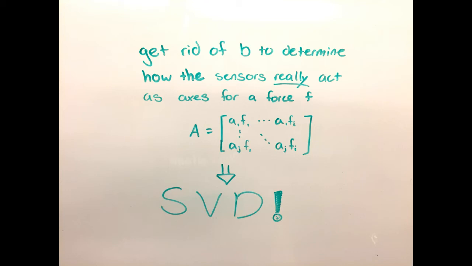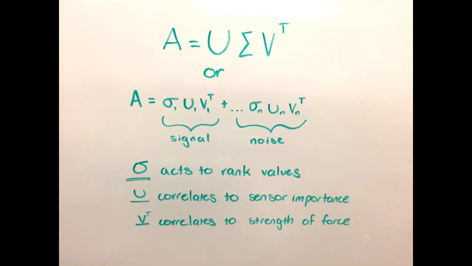Next step, SVD. By arranging the matrix as a sum of different sigma, U, and V transpose values, you can differentiate between which signals are significant and which ones are just noise. The sigma values rank which components of the SVD are the most important. The different U values correspond to which sensors are the most important, and the different V transpose values correspond to the strength of each force.